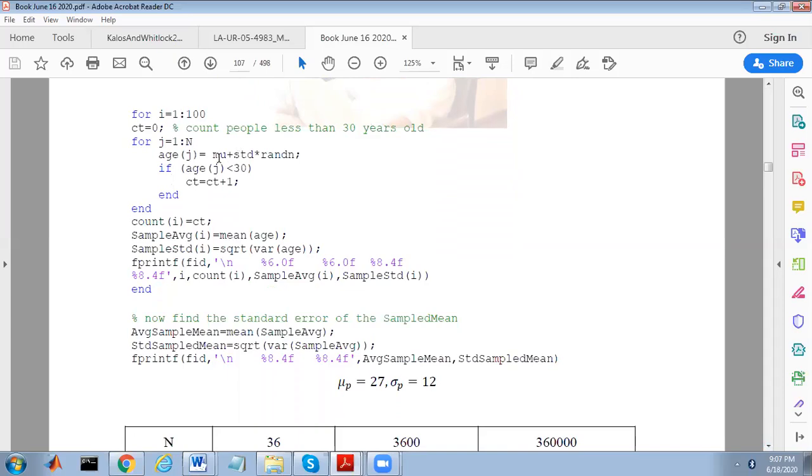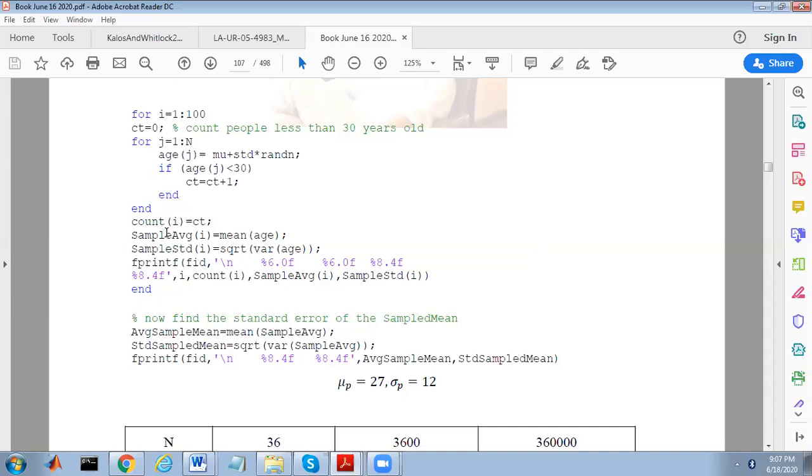The MATLAB function rand gives you a standard normal, in other words a mean of 0 and a variance of 1. So if you add the mean to that and multiply by the standard deviation, you can sample the age of those 36 people. And so I put a little counter. Right now I'm not interested in the age, I'm just interested in that sample variance and the sample mean.